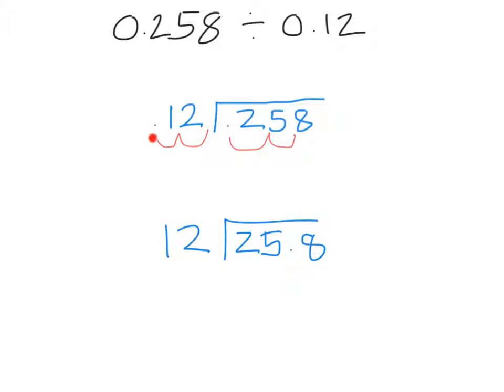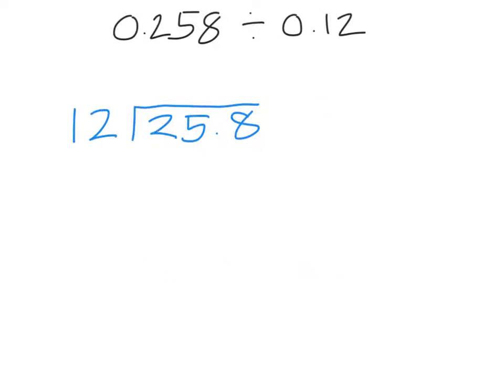So since it's 0.12, we need to move the decimal twice to the right in order to make it a whole number. To balance that out, we have to take our dividend, the number on the inside, and also move the decimal point twice to the right. So what we're really going to divide is 12 into 25.8. So here we are, we're set up for the long division.